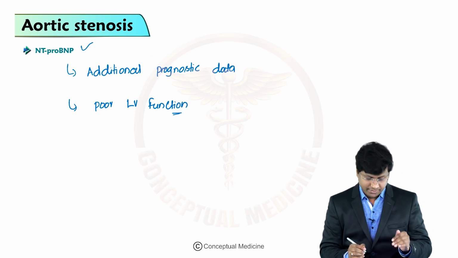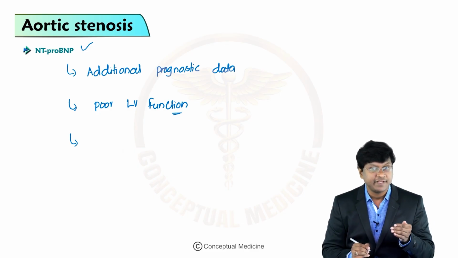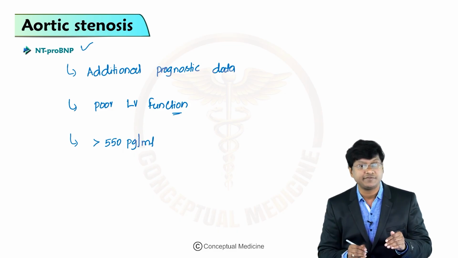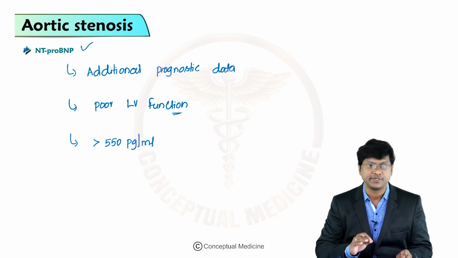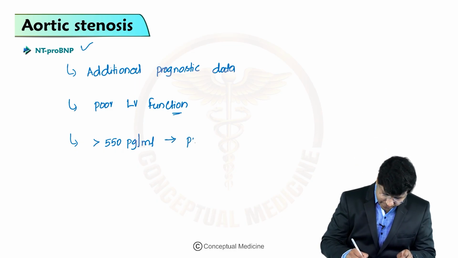Okay, next, when the BNP value is greater than 550 picograms per ml, that has been associated with poor outcome in these patients regardless of the results of the dobutamine testing. Okay, so this is associated with poor outcome.